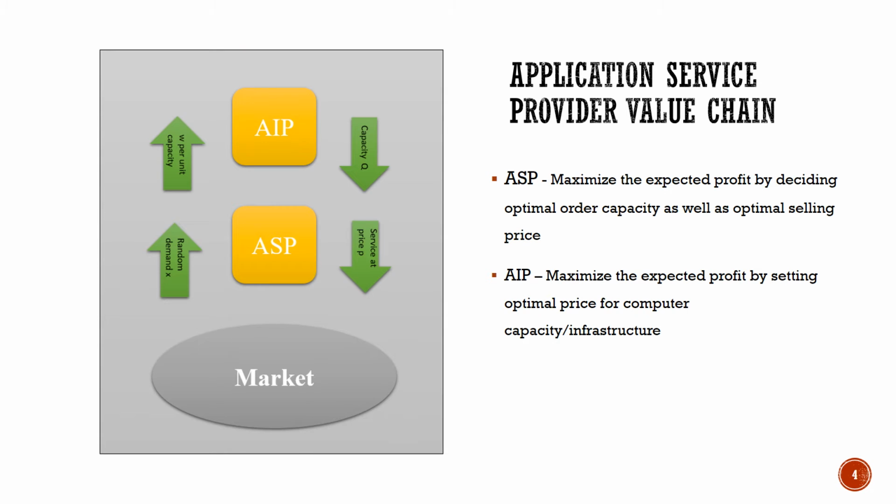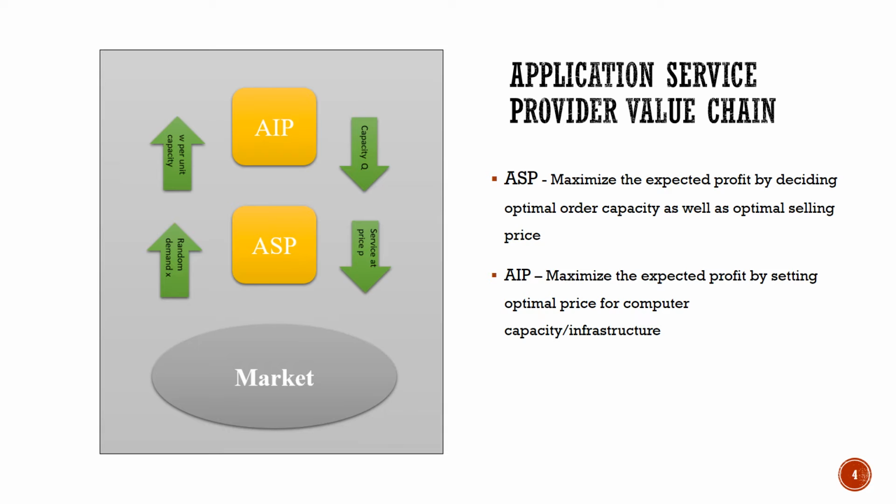After that, we have an application provider value chain. So this is basically how ASP and AIP are integrated together and work together to maximize the profit for both sides. So basically, the figure explains that the AIP is providing infrastructure, and the application service provider is providing the software to the clients.